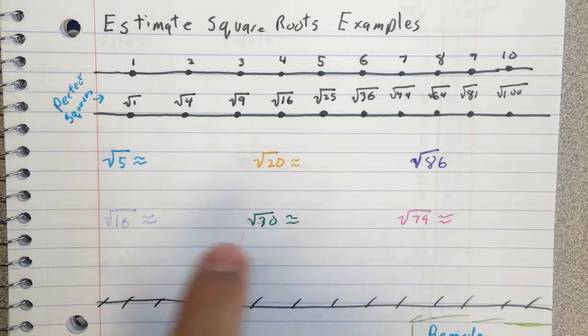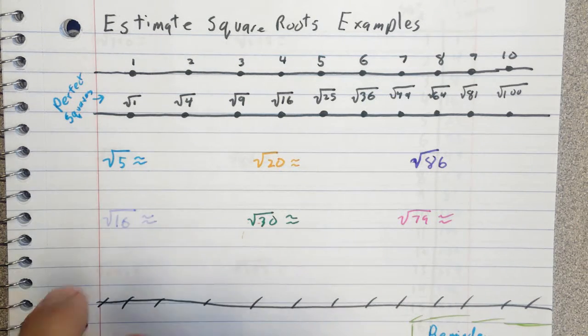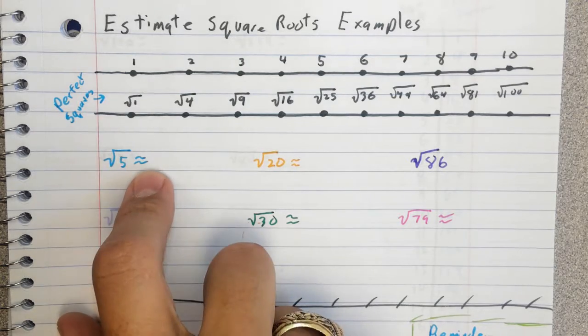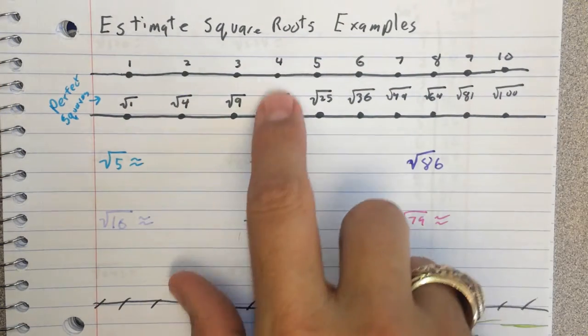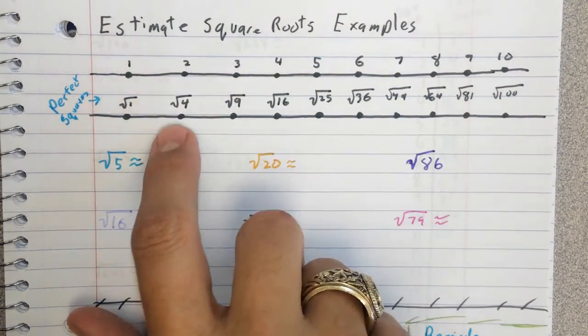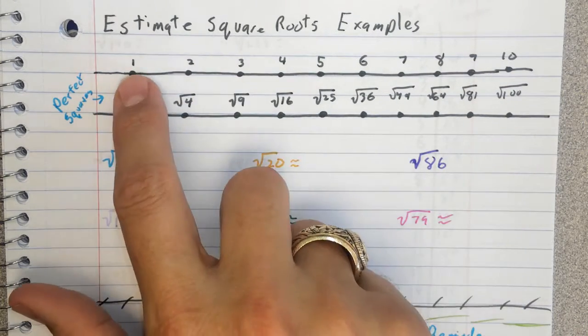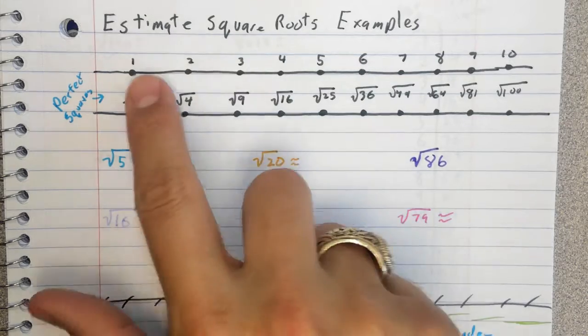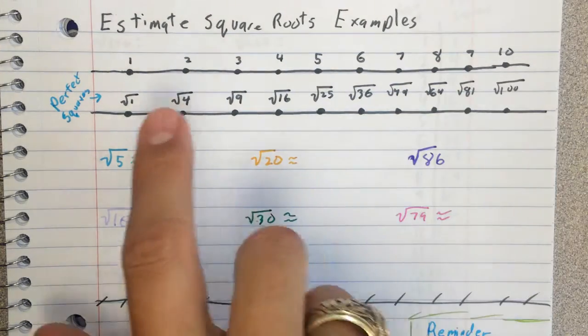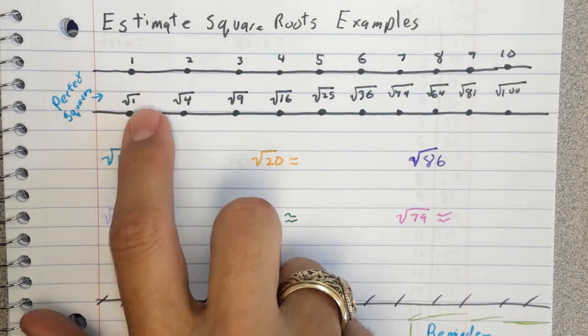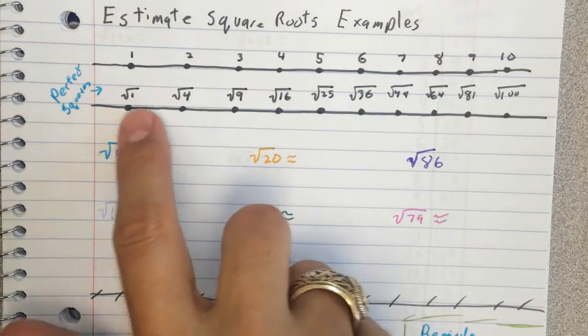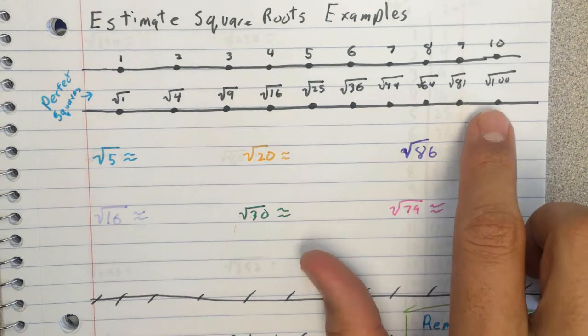We're going to do some examples where we estimate the square root. To make our lives a little bit easier, I've drawn two number lines on top of each other. Both number lines are identical to each other. The difference is on the first one, I count by my integers 1, 2, 3, 4 through 10, and then below it I square those numbers and I get a number line with all of the perfect squares.